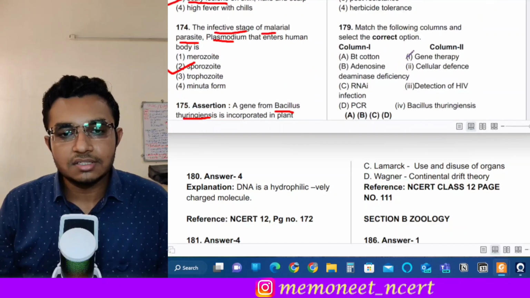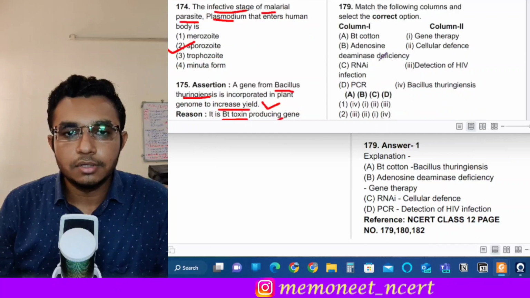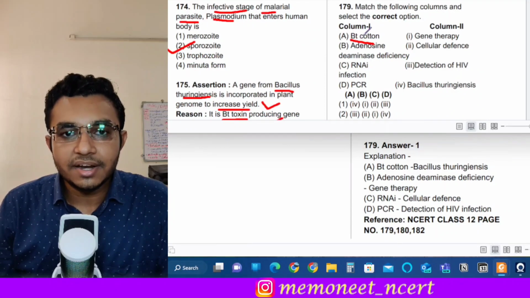Moving on to the next question, that is question number 179. So it is a match the following question. The first is Bt cotton. Bt, here the Bt stands for what?